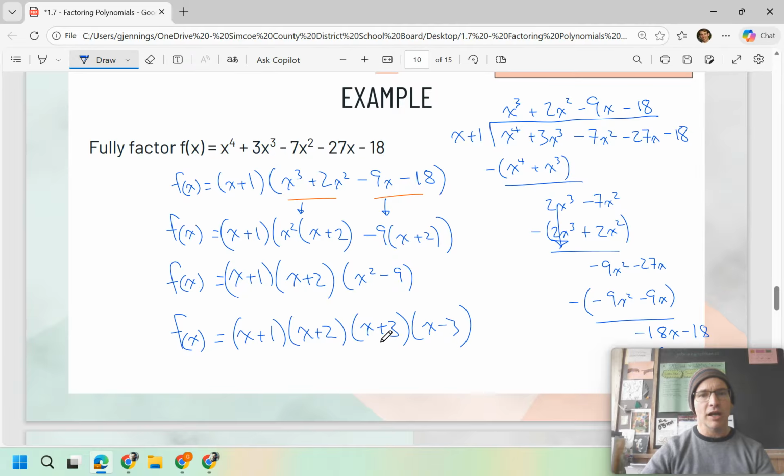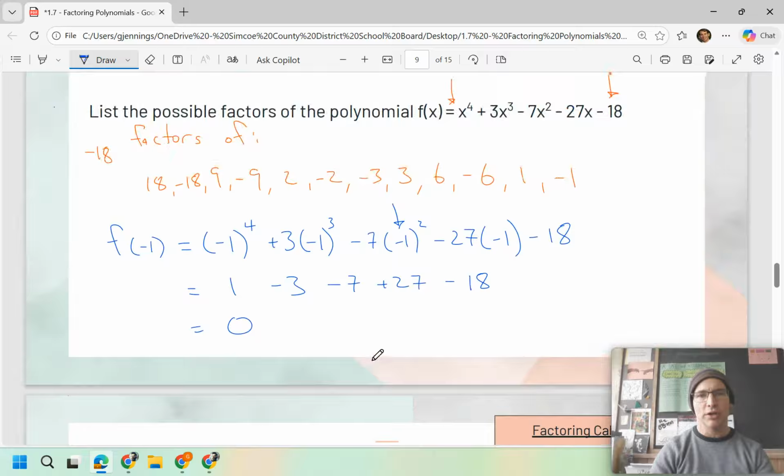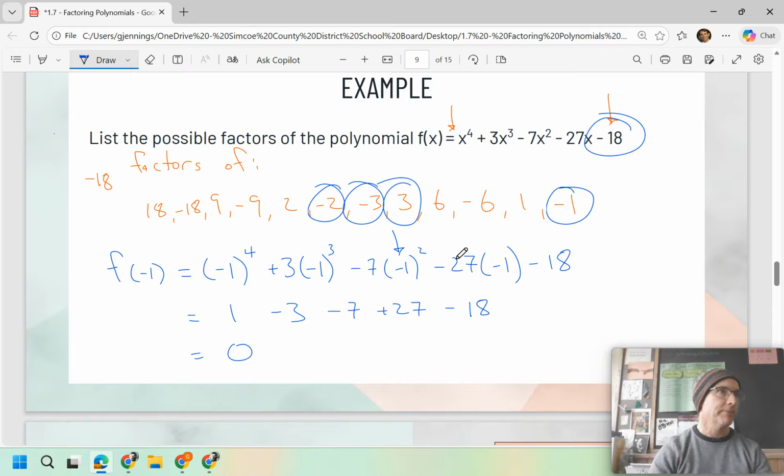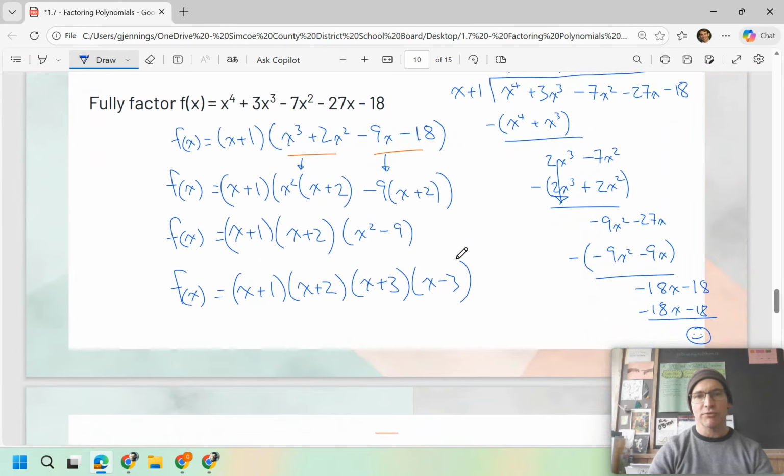And then you've got both of your varieties of 3, your negative variety of 2, your negative variety of 1. And if we looked at it, we had negative 1, negative 2, negative 3, positive 3. There were your factors, and they were all predictable just by looking at the factors of minus 18. Okay, let's keep going. That's how you factor a cubic.